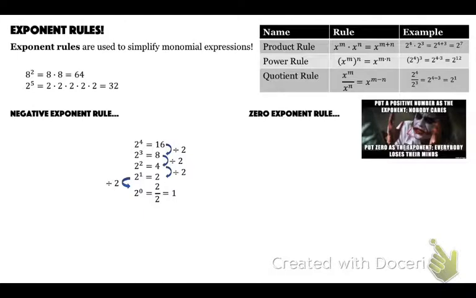Let's just say, put a positive number as the exponent, nobody cares. Put 0 as the exponent, and everyone loses their minds. The Joker's really creepy, by the way. Like, I don't like having him on my screen.